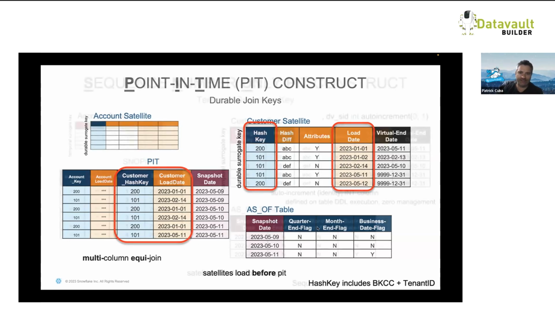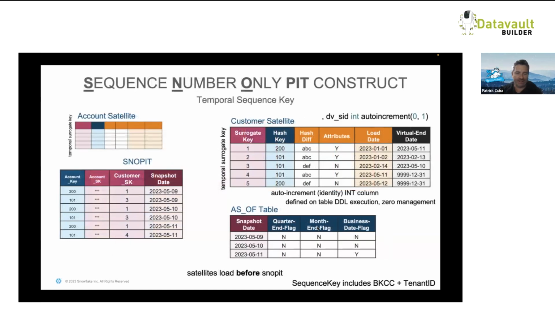Well, easily you could just add a surrogate key to the satellite table itself, which you do not manage at all. You just define it in your DDL as an auto increment column or identity column. And then as records are getting loaded, you've got a sequence key that's incremented for every record that's inserted. And when you build your PIT, instead of grabbing the hash key and load date, grab the surrogate key instead, right? So essentially, that's what it is. That's the big difference. And that's why it's called a sequence number only PIT construct, because there's only sequence numbers in there, which magically sounds like a SnoPIT, and it does.